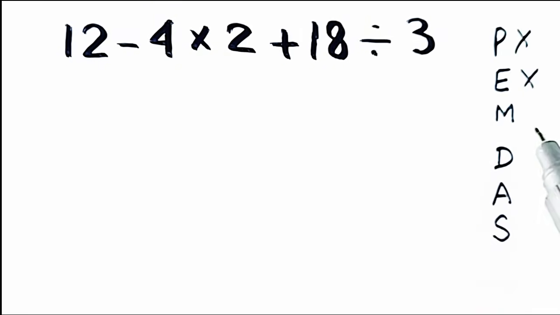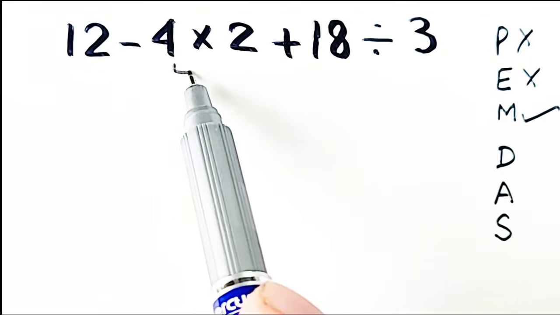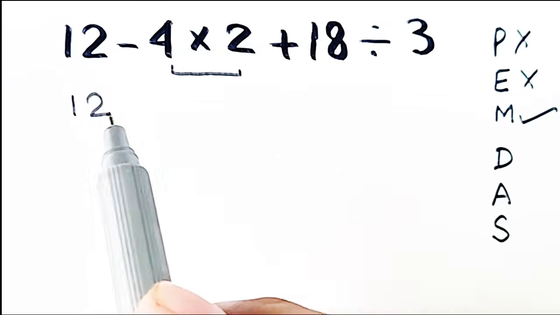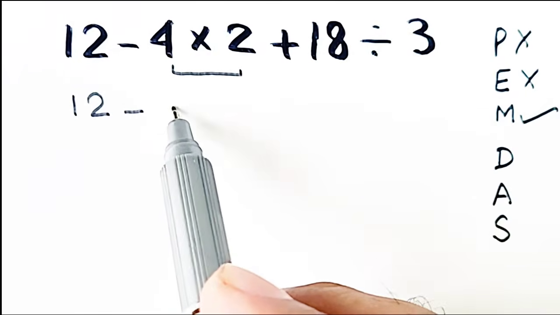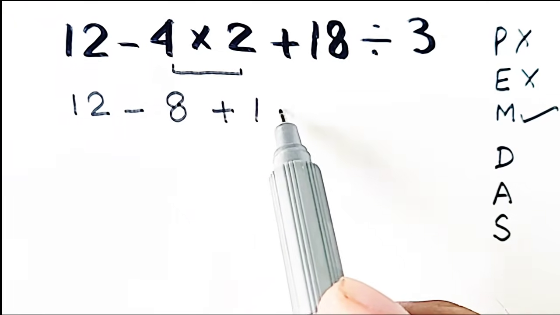Parentheses and exponent are absent, we have multiplication. So 12 times 2 is our first step to handle this question. We will get here 8, and plus 18 divided by 3 will be as it is.